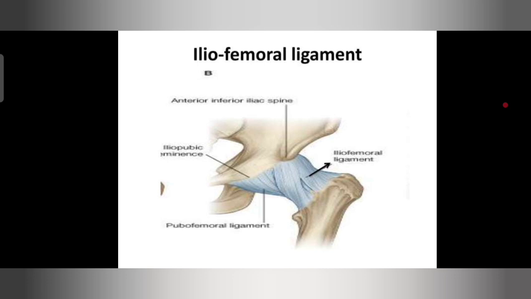Next, this is a diagram of iliofemoral ligament. So it starts from the anterior inferior iliac spine and iliopubic eminence to the pubofemoral ligament.